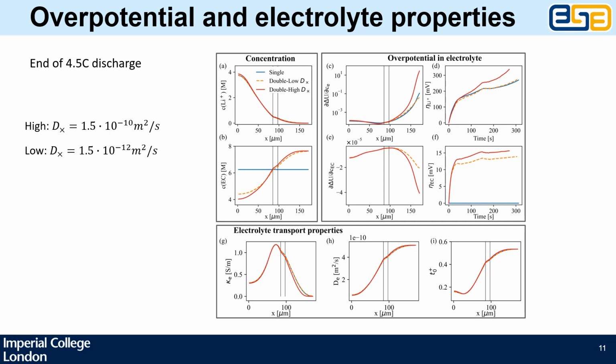And for the EC, because the single solvent doesn't have EC concentration profile at all, so the polarization potential will just be 0, whereas if we have it, we can predict an extra 15 millivolt overpotential, and that's quite significant to the batteries, especially if you consider when you need to do the SOC estimation, etc. And for the electrolyte properties, it does not make quite a big difference, but still there are some difference for the conductivity at the extreme case.